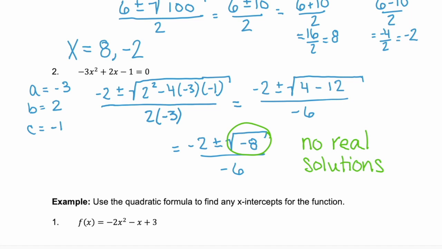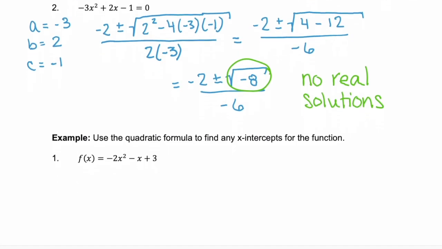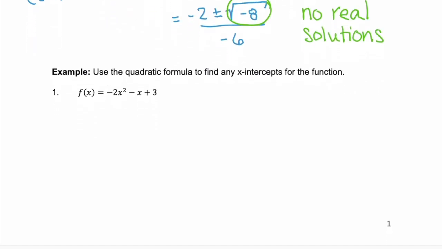Let's look at another example, just a little different wording. In this example, we're asked to use the quadratic formula to find any x-intercepts for the function. Remember, x-intercepts are the solutions to the quadratic. So when you solve that quadratic formula, you're getting the x-intercepts. You just need to provide them in intercept form, so as a point. So we just write our values of a, b, and c again. A here is -2, b is -1, and c is 3.